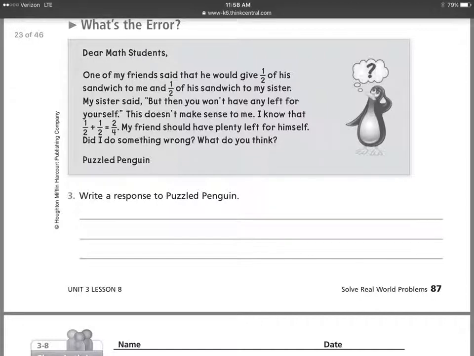What do you think? Your job is to write a response to the Puzzle Penguin. Please explain what it is that he did wrong. Pause the video and do that now, and come back for the rest of the lesson.